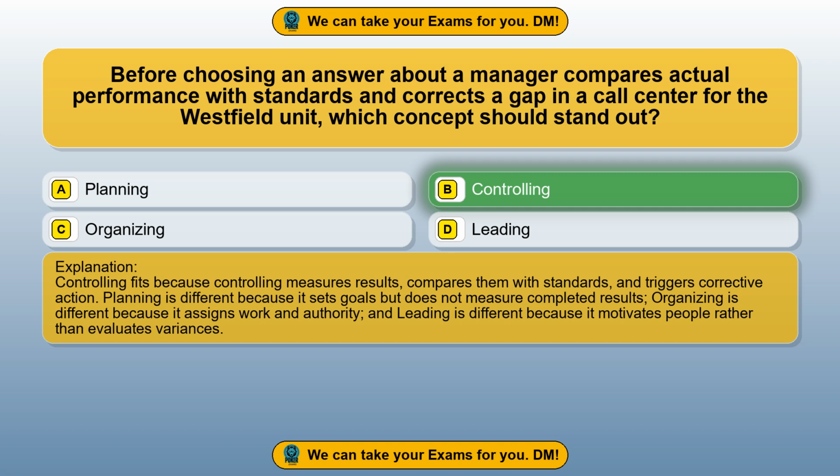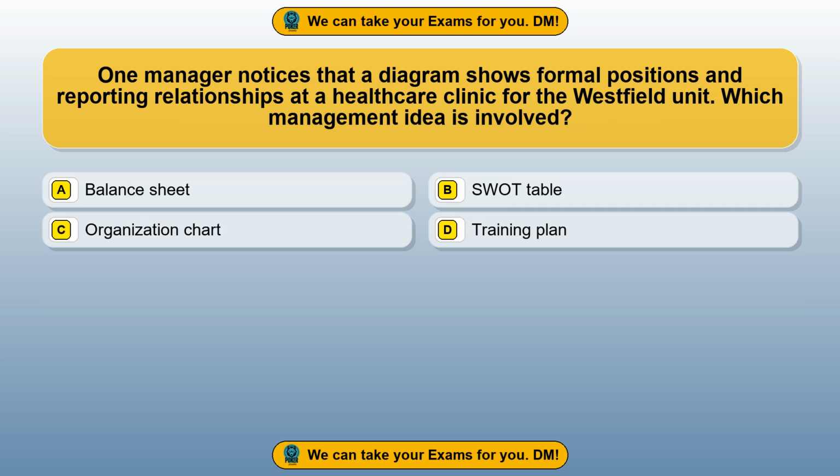Planning is different because it sets goals but does not measure completed results. Organizing is different because it assigns work and authority, and leading is different because it motivates people rather than evaluates variances. Question 95. One manager notices that a diagram shows formal positions and reporting relationships at a healthcare clinic for the Westfield unit. Which management idea is involved?